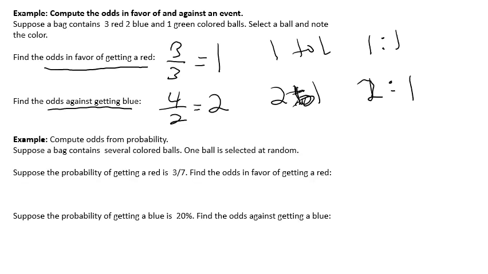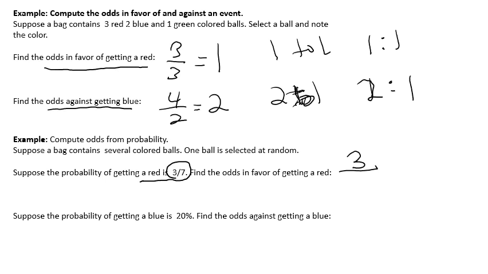Now we're going to compute odds from probability. So again, a bag contains several colored balls. A ball is being selected at random. I'm telling you the probability you get red is 3 over 7. Find the odds in favor of getting a red. Well, by looking at the probability, we can tell there are 3 ways to get red, at least when you simplify the fraction, so you can work with that. 3 ways of getting red.